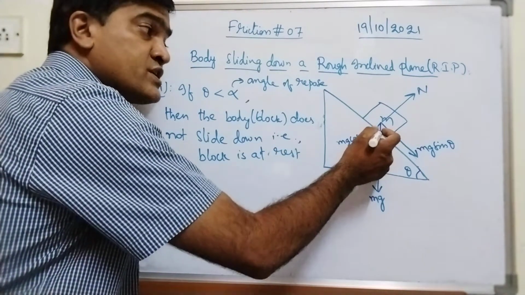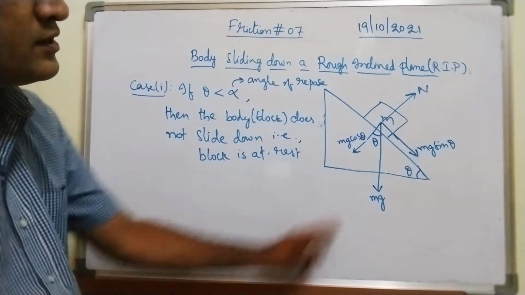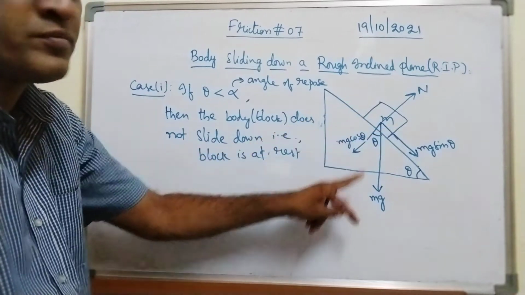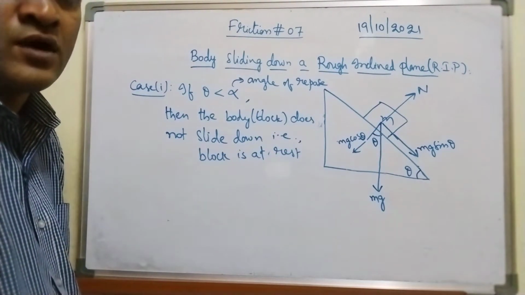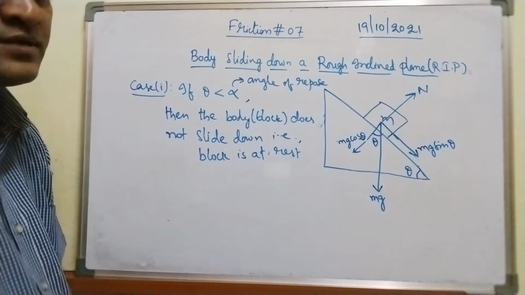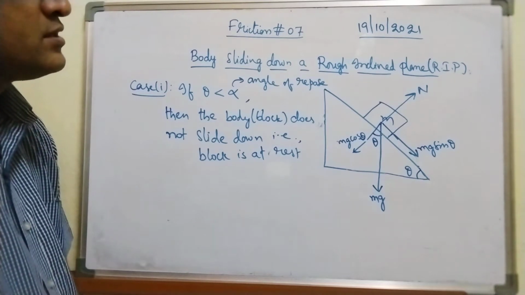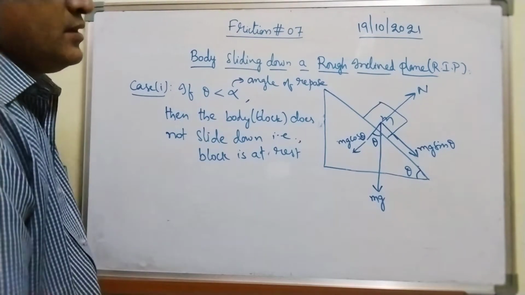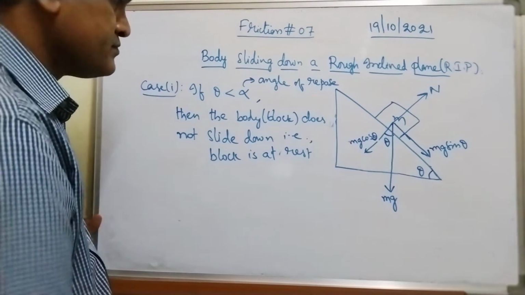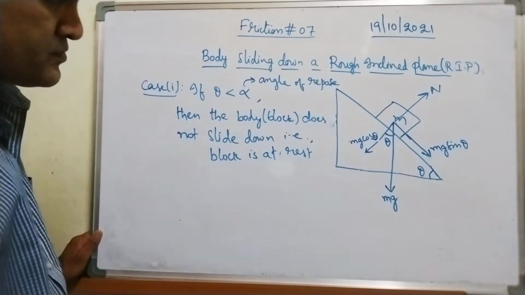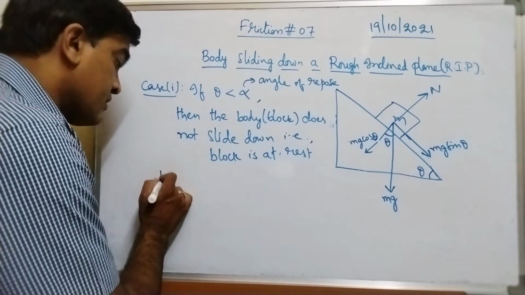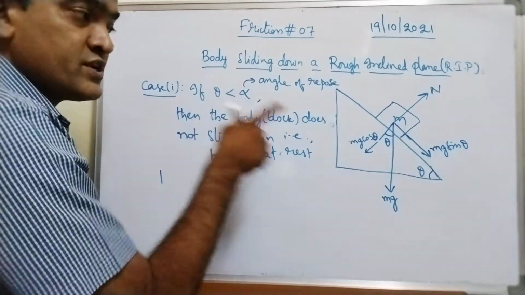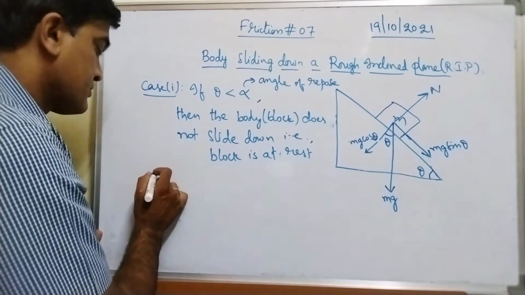But what is the frictional force that will come into picture in the opposite direction, opposing the block? Now what you take is static frictional force only. It is right, because theta is less than alpha. Okay, so the block is at rest. Here, remember, this is not limiting friction. When theta is less than alpha, the friction that comes into picture is static friction.